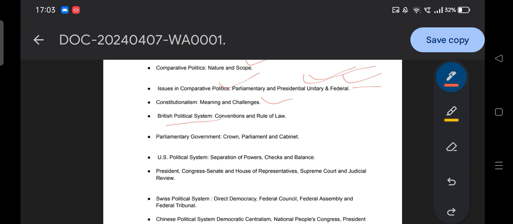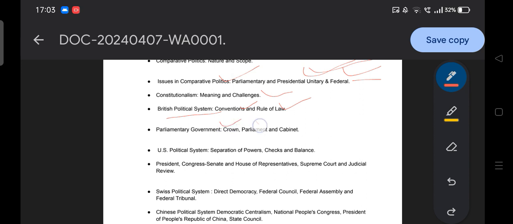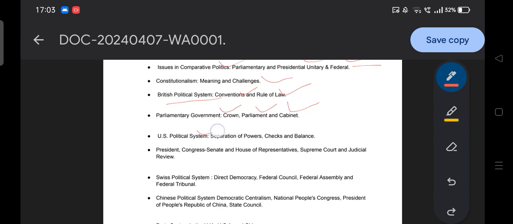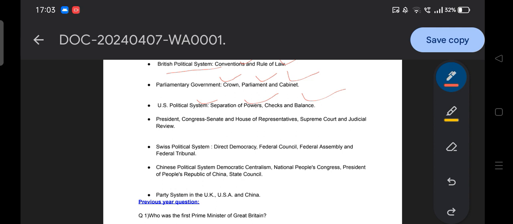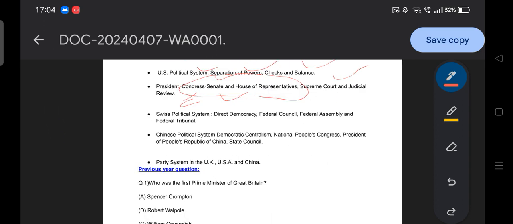Then the British political system: convention and rule of law, parliamentary government, the Crown, Parliament and Cabinet. The US political system: within that we discuss the separation of powers, checks and balances, President, Congress, Senate and House of Representatives. That means the parliament consists of the Congress, or their parliament is known as the Congress. Like in India, we call the central legislature a parliament, but in the USA their central legislature is called Congress, that consists of the Senate and House of Representatives, Supreme Court, judicial review. All the things are mentioned in our syllabus.